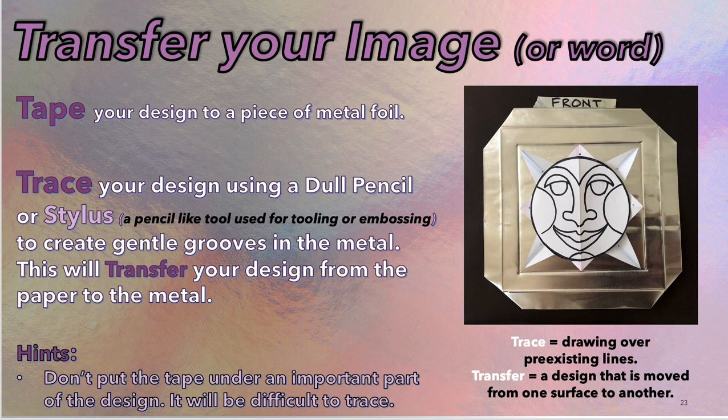Transfer your image, or if you're doing words for a special project, tape your design to the piece of metal foil. Trace your design using a dull pencil or stylus. A stylus is a pencil-like tool used for tooling and embossing to create gentle grooves in the metal. This will transfer your design from the paper to the metal. So we have trace, drawing over pre-existing lines, and transfer, a design that's moved from one surface to another.